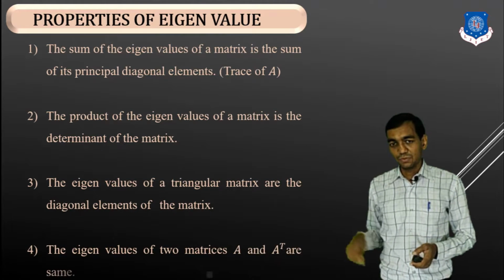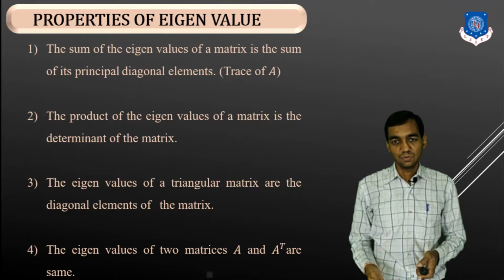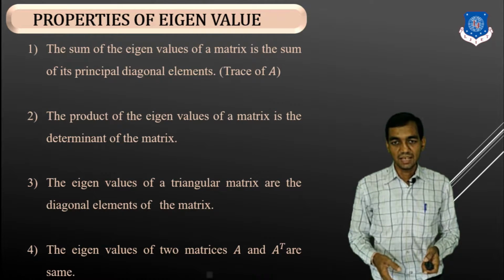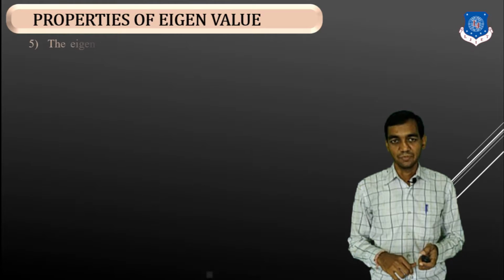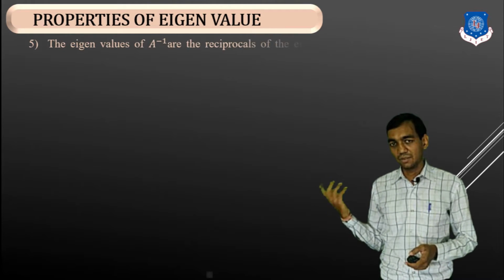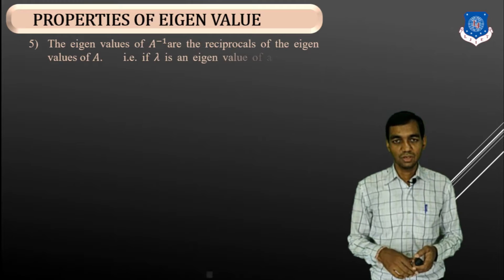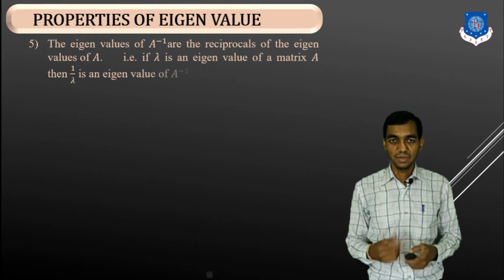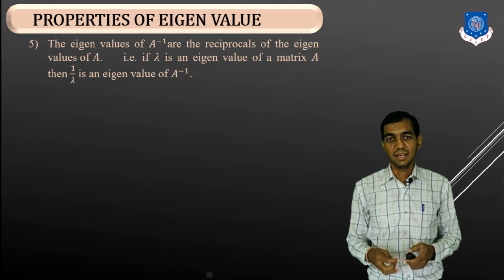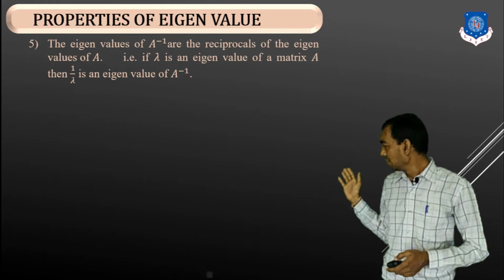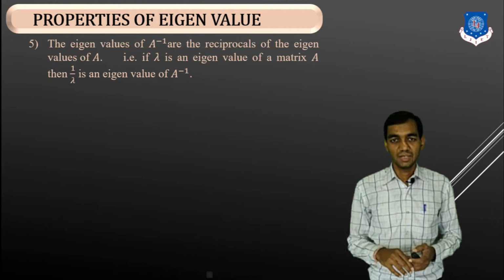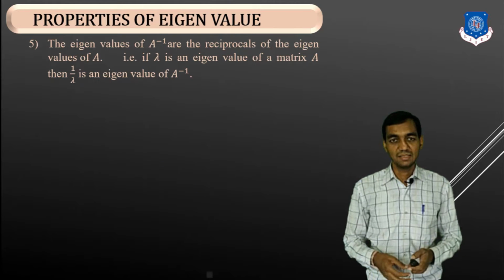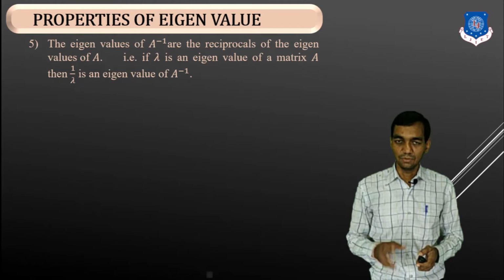The eigenvalues of two matrices A and A transpose are going to be the same. That means the eigenvalues of A and A transpose are always the same. Now, the eigenvalues of A inverse are the reciprocals of the eigenvalues of the original matrix A. That means if lambda is the eigenvalue of matrix A, then 1 upon lambda is the eigenvalue of A inverse.